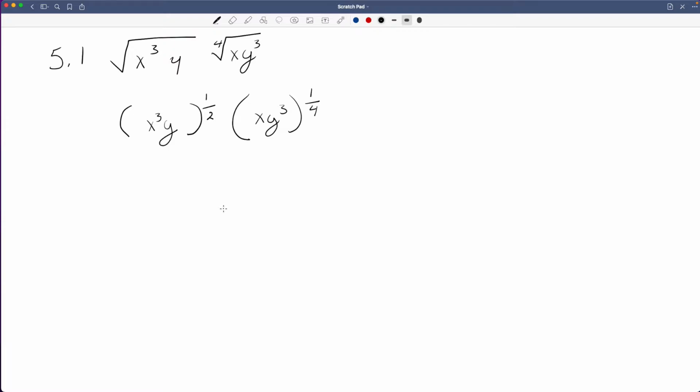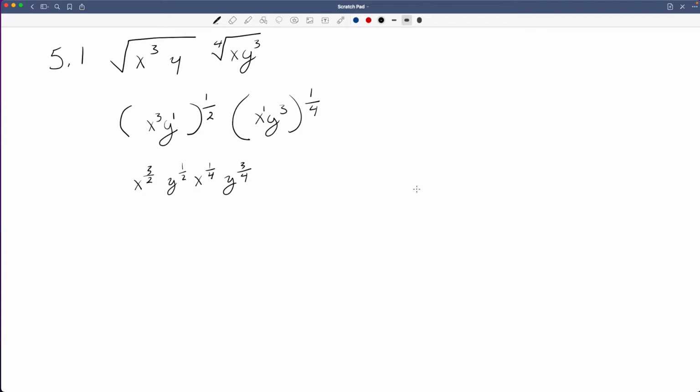Now all we do is multiply the exponents times the exponents, right? And we remember that this has an invisible 1 and this has an invisible 1. So this becomes x to the 3 over 2. This becomes y to the 1 over 2. The second parenthesis becomes x to the 1 over 4 and y to the 3 over 4.